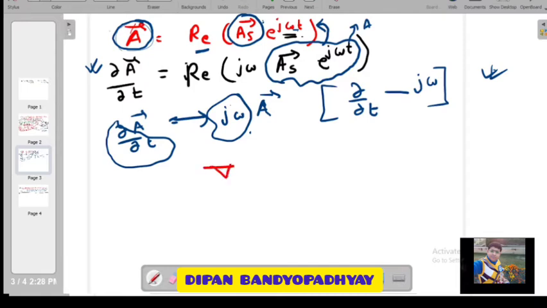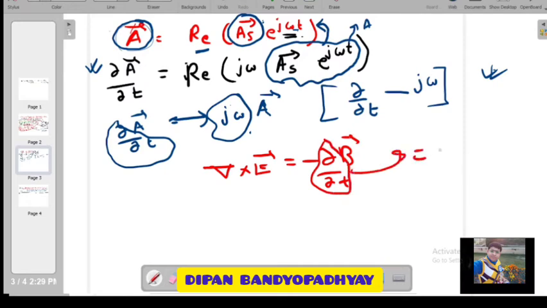What we have, curl of E is equal to minus del B del t. Instead of del/del t, you can write minus j omega B, and B of course you can write like this. This is the magnetic flux density B, and this is equal to mu H. H is the field intensity. So this is the modification we can do in Maxwell's equations for time varying fields.